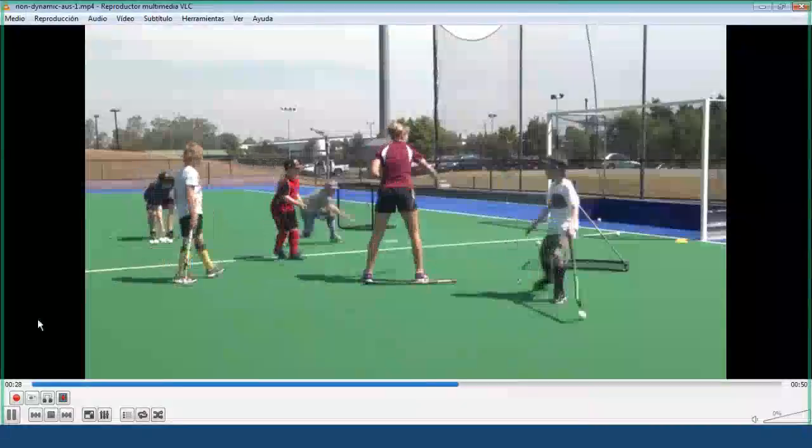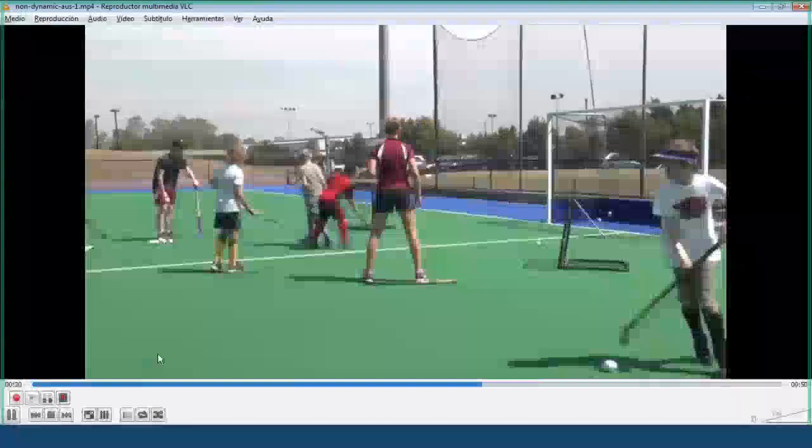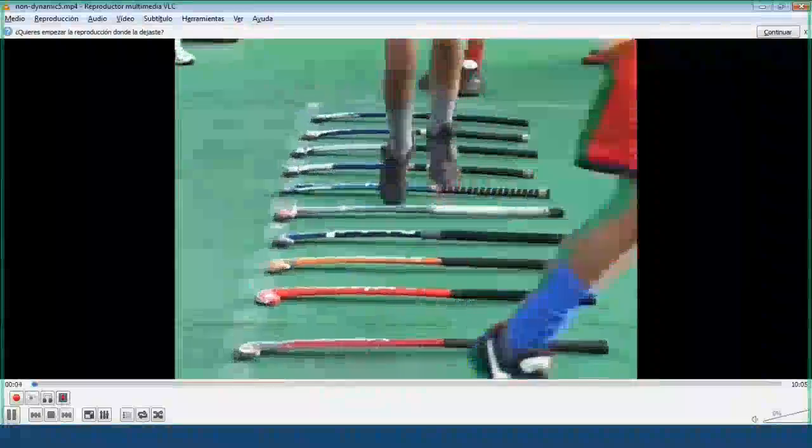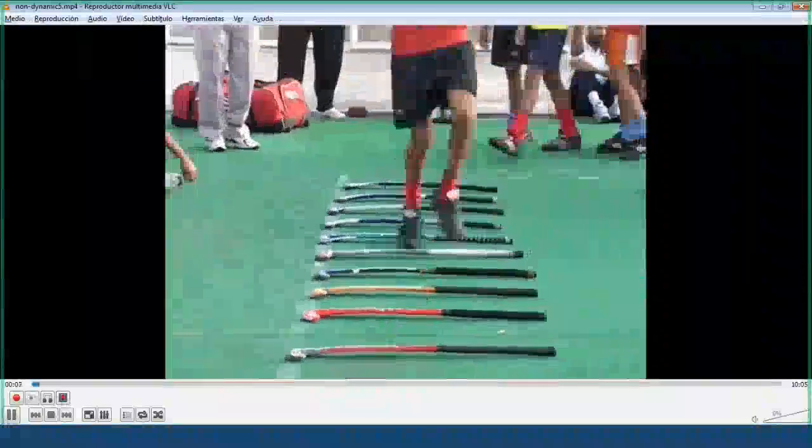That's all. Let's see another example of a non-dynamic drill. Actually, this is a good example for other things. As I told you, it can apply in hockey and it can apply in other things. This is more of a warm-up physical exercise.